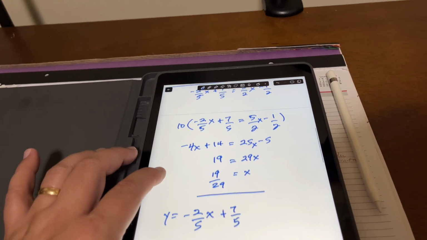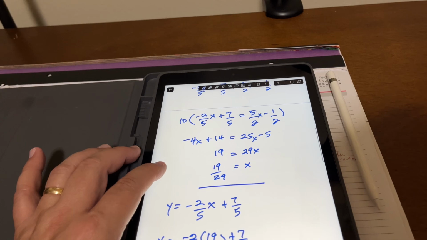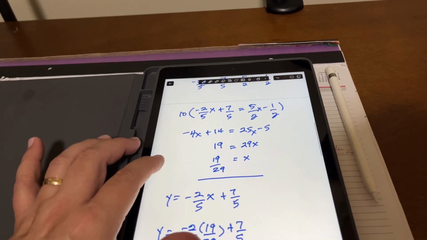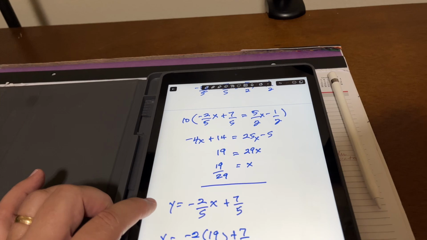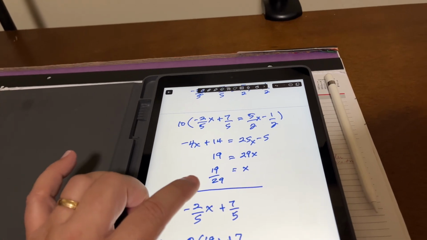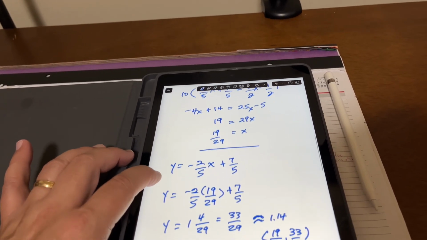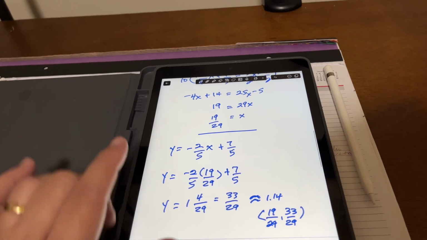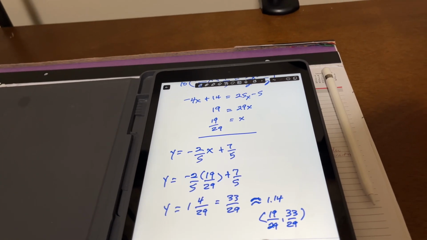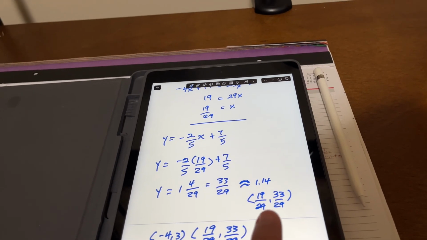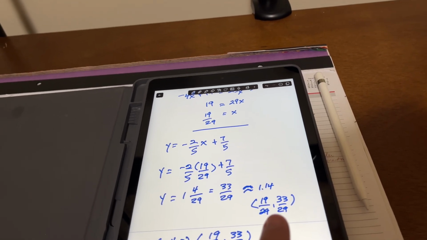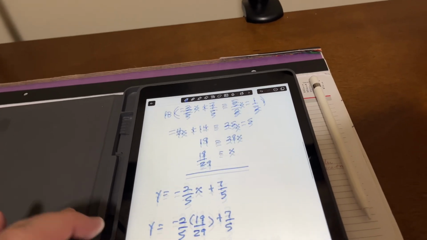Okay, so the next thing you do is you take one of the equations that you started with. It doesn't matter which one, either the original equation or the perpendicular line equation, and you substitute this 19/29 in for x and solve that and find the y. So this is the point that is on both lines.